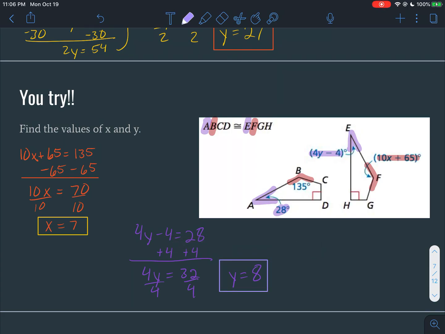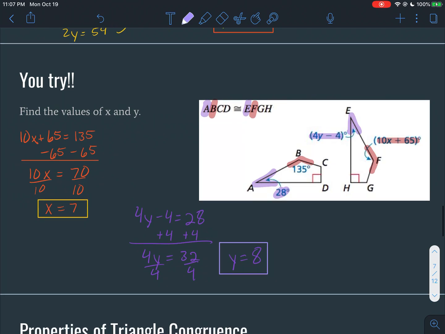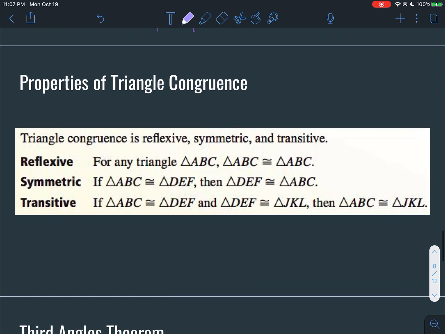All right. So corresponding parts of congruent figures are congruent. Pause the video there if you need more time to check that out.